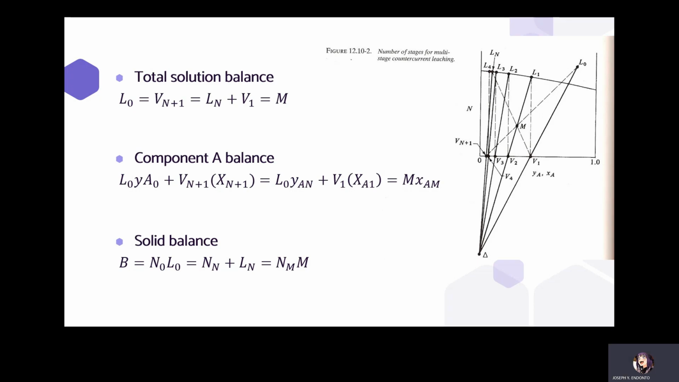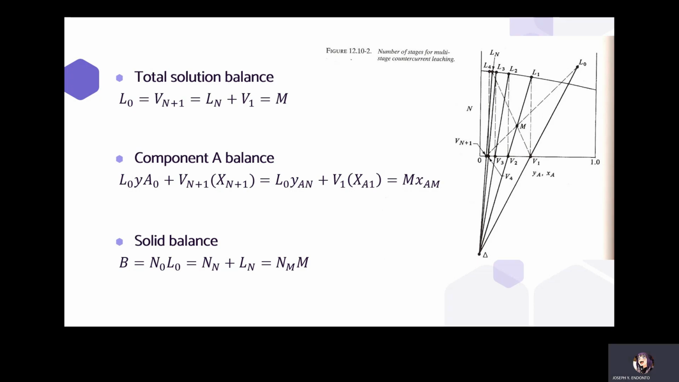Second is the component A balance, where L sub 0 is multiplied to Y sub A0 plus V sub n plus 1 multiplied to X sub n plus 1, which is equal to L sub n times Y sub An plus V sub 1 multiplied to Y sub A1, which is equal to M times X sub AM.